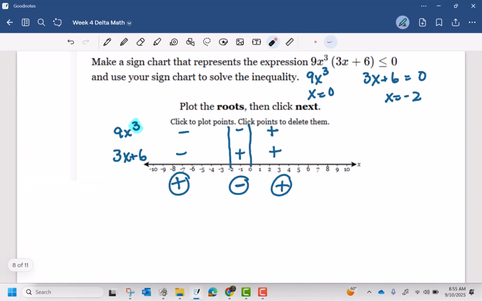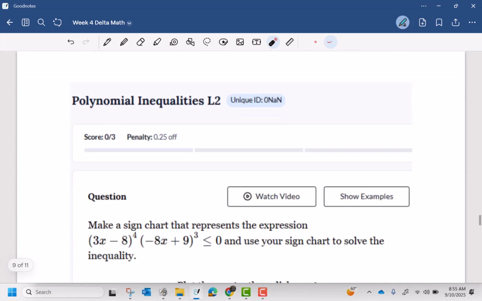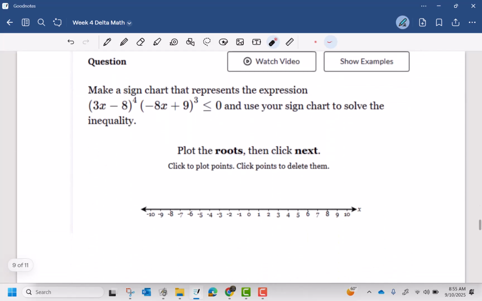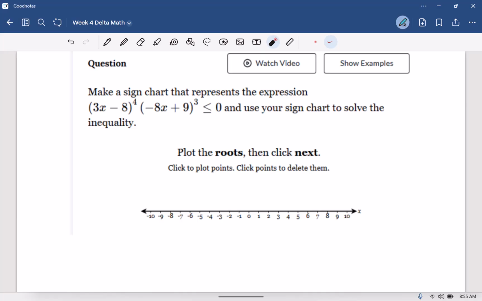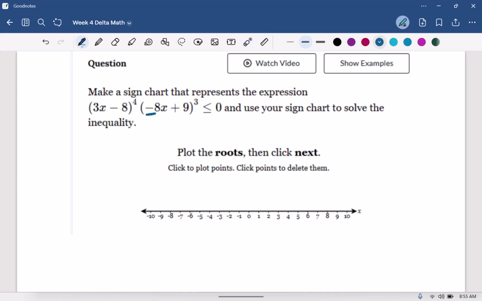All right, so let's go back over here. Let's go to the next one. Level 2. Okay, this one is a little different. Let me open this back up so I can work it out. So I have 3x minus 8. You see that to the 4th, and then that to the 3rd. Okay. Also, this guy's negative. So we have a couple of little issues here. So 3x minus 8 to the 4th.